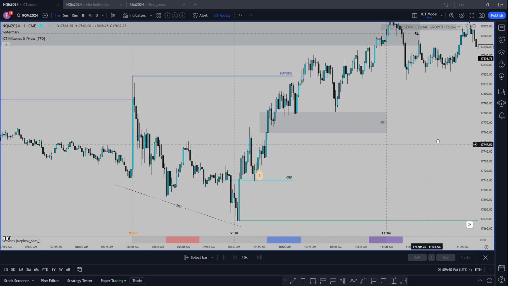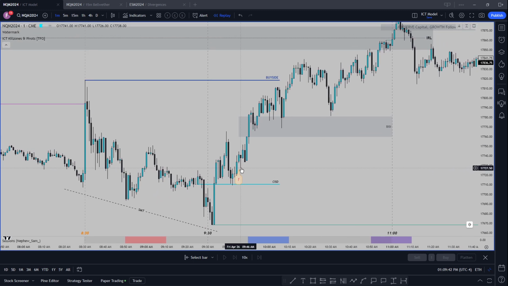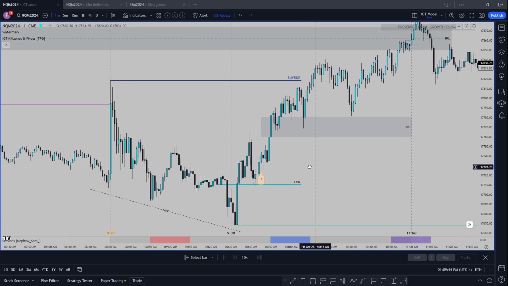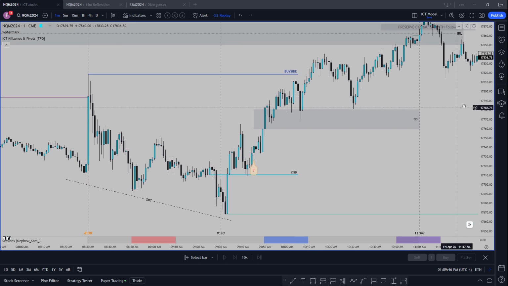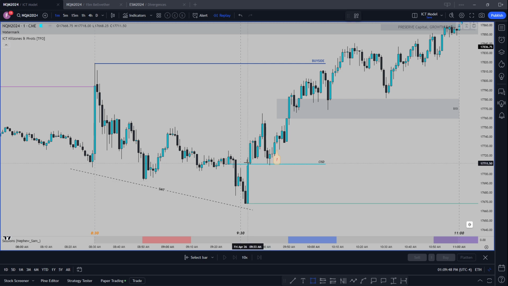Then the 1-minute, this is where we start getting down to the good business. So marking out all of this, we're going to now mark out basically the rest of everything. So we have a breaker in here.